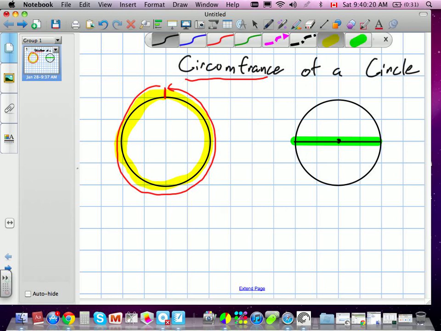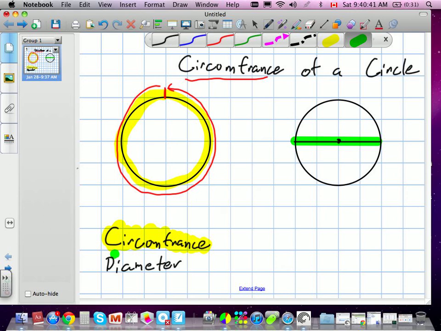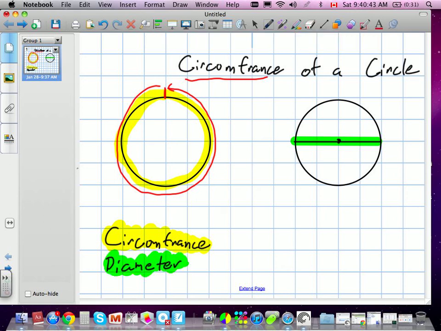So we have two things. We have circumference, which we highlighted in yellow, and we have diameter, which is highlighted in green. Now, what's neat about this is there's a relationship between the diameter of a circle and its circumference. So looking at this, we can actually figure out how far the diameter is.